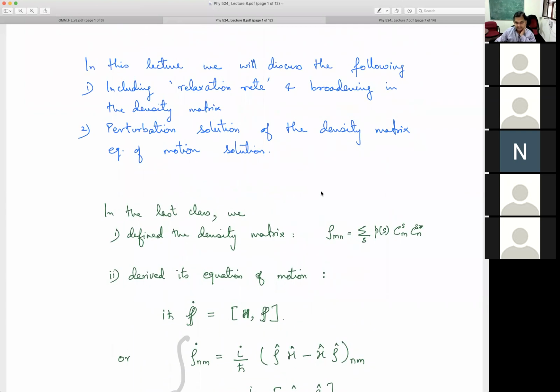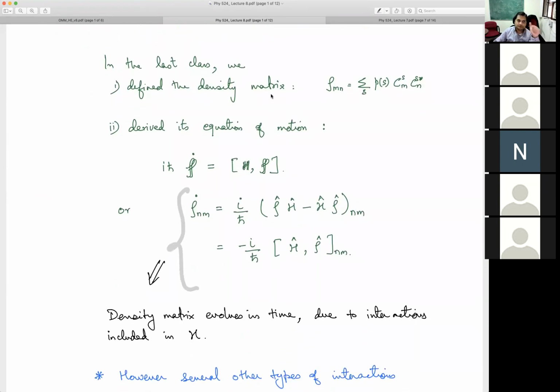In this lecture, we will build on what we did about the density matrix and talk about relaxation rate, and how to include, for example, level broadening or relaxation of the density matrix within this formalism. That is number one. And secondly, we will do a perturbation solution of the density matrix using its equation of motion that we derived in the last class.